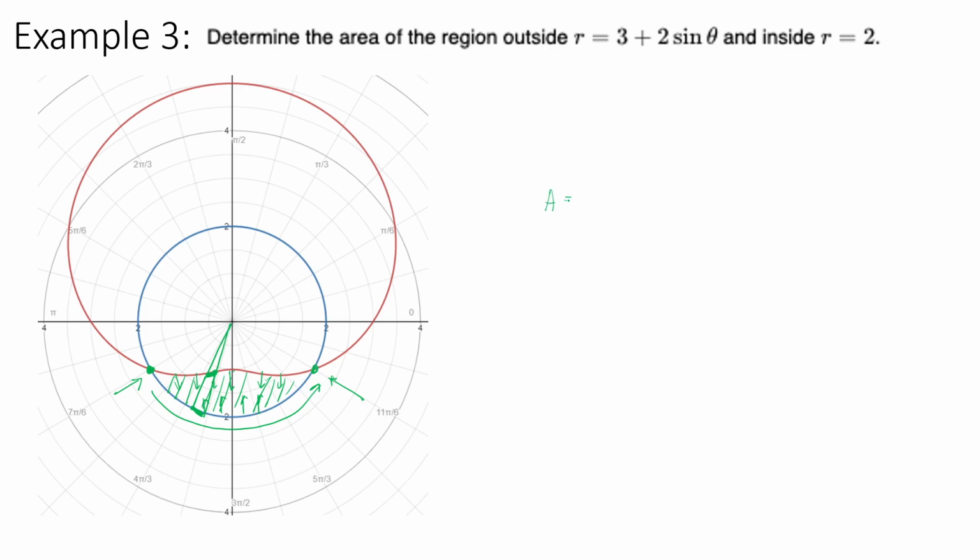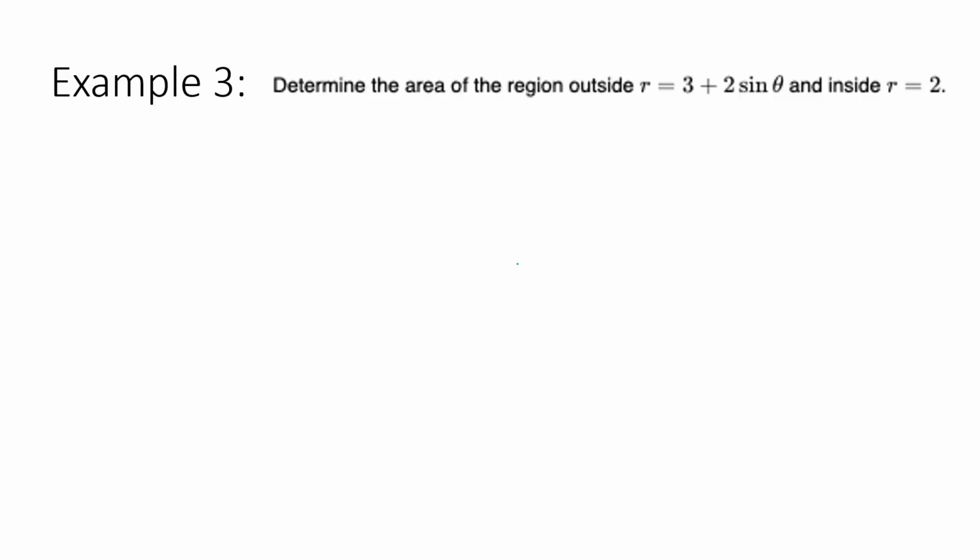So again, formula. We just have to write the equation. So 7 pi over 6, then 11 pi over 6, then 1 half. Outer now is blue, inner is red. Okay, then it gives you the area, then this would be the answer.